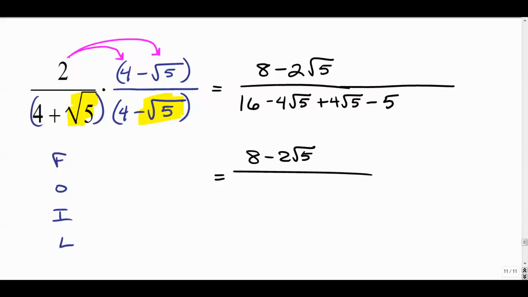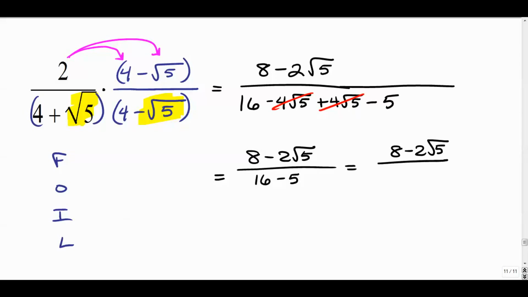Watch this. The whole point of this rationalization procedure is to get rid of the radicals in the denominator, and watch what happens. Negative 4 radical 5 and positive 4 radical 5, they're exact opposites, so they cancel. So your denominator now is just 16 minus 5. So it's 8 minus 2 radical 5 over 16 minus 5 is 11. And none of that stuff can be simplified anymore. So we are good to go. That is our final answer.